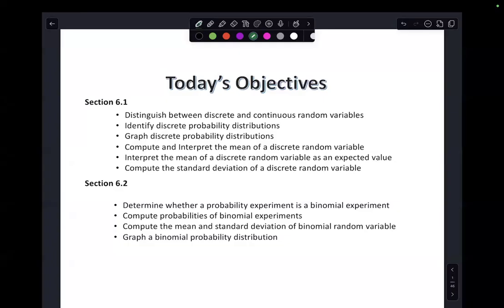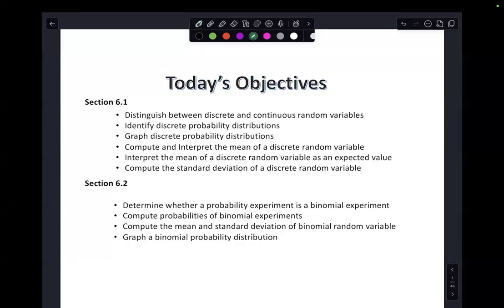In 6.1, we are jumping back to quantitative variables. We're going to look at discrete and continuous random variables. There's going to be a lot of stuff that looks very familiar, but we're going to learn some really important new stuff here. We're going to look at graphs of discrete probability distributions. That's a really quick blip. We're going to compute and interpret the mean of a discrete random variable. Then we're going to talk about what expected value is and compute the standard deviation of that discrete random variable. So that is 6.1.